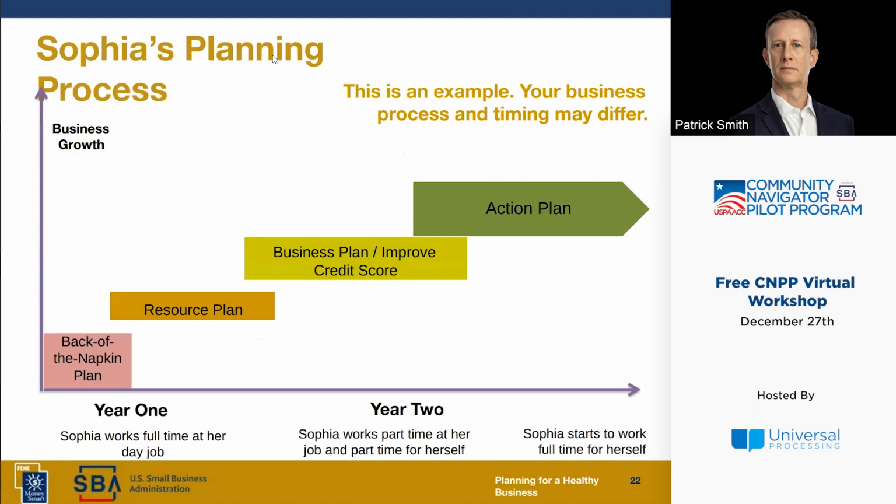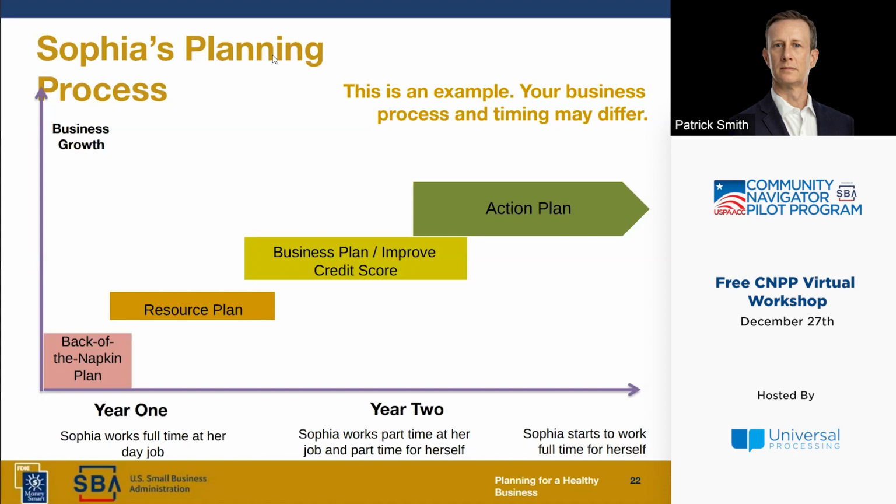Then she's looking at her business plan that she's created. She's trying to improve her credit score. The higher your credit score is, that gives you the ability to not only borrow more, but also borrow more money at a lower interest rate. So year two, Sophie's working part-time at her job and she's working part-time for herself. And then you realize that she has an action plan, and that's when Sophie starts working full-time for herself. So she was able to, over a 2-year period, gradually get her business up and running.